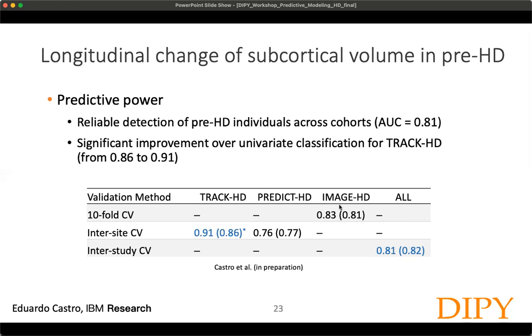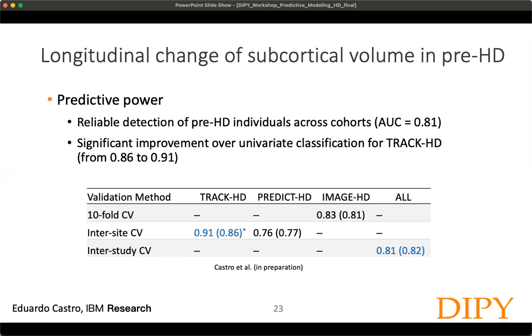That being said, there are two important findings from this table. First, when we did a validation by leaving out a whole study, we saw a significant AUC of 81% to discriminate pre-HD individuals and healthy controls across cohorts. So the answer to the question of can we reliably detect multivariate, volumetric change in the subcortical structures is yes, we can reliably detect it.